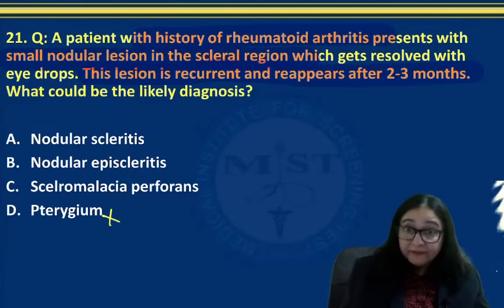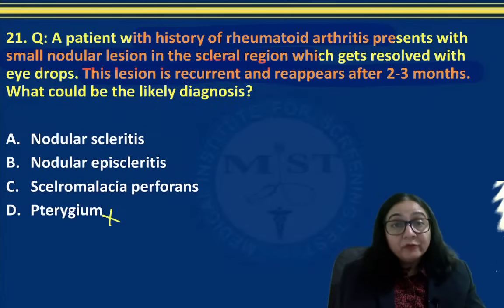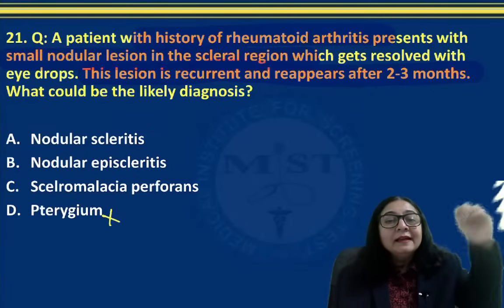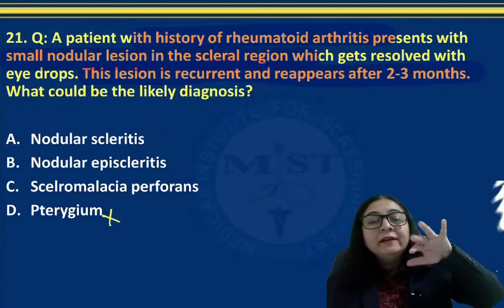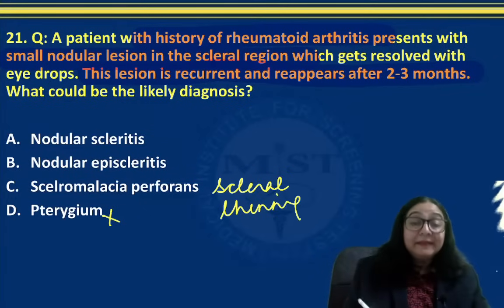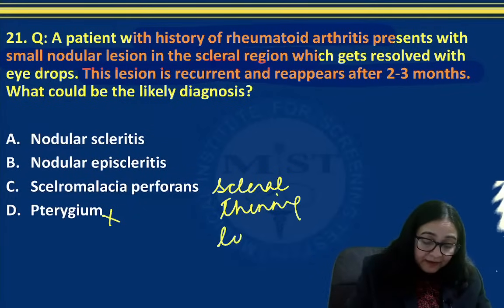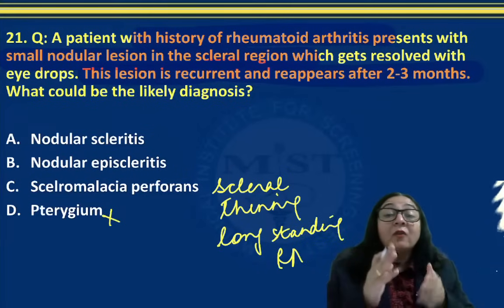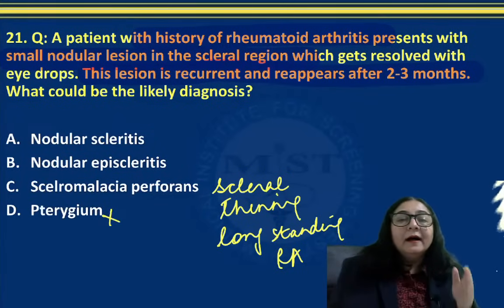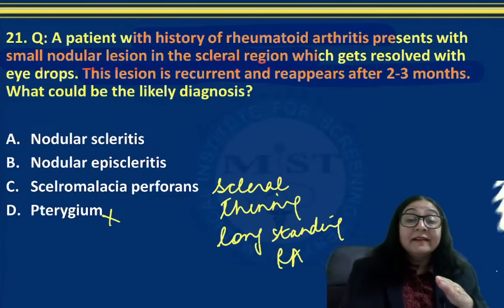Scleromalacia perforans. That can be seen in a patient with rheumatoid arthritis, but scleromalacia perforans does not cause a nodular raised lesion. It rather causes scleral thinning. And it is more commonly seen in long-standing rheumatoid arthritis. Now, is it a nodular scleritis?